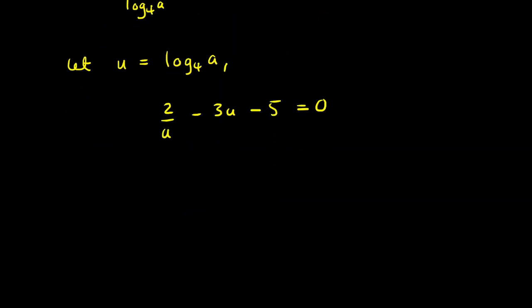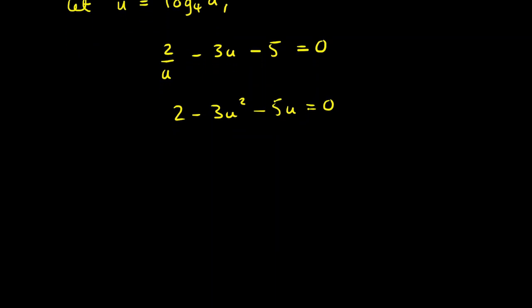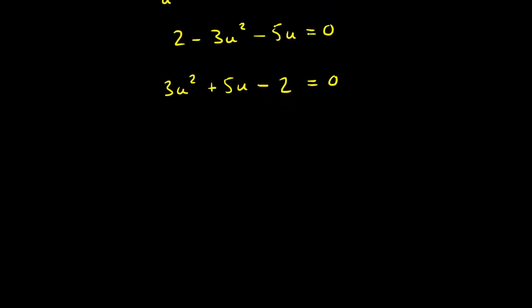We can multiply everything through by u. So we get 2 minus 3u squared minus 5u is equal to 0. And I'm just going to rearrange that a little bit. You get 3u squared plus 5u minus 2 is equal to 0. Hopefully you can see that that is a quadratic. And we can factorize that guy.